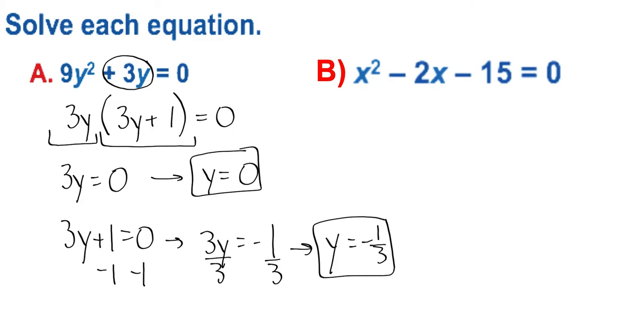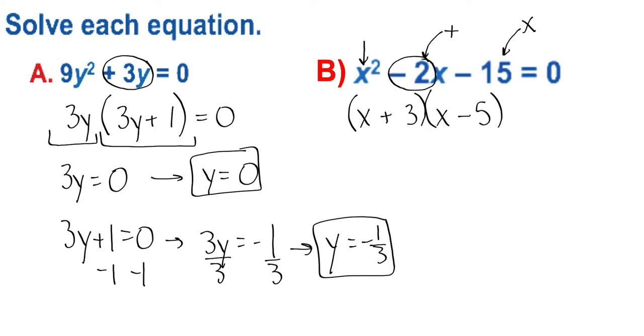Okay? B is a little bit different because we can't just take something out and be done. This is the one where you have to remember two numbers that multiply to this number and add to that number. So two numbers that multiply to 15 and add to 2 would be a 3 and a 5, and we have to put them in our parentheses correctly. So x's go in the front. That's how we get the x squared. And then we'll put the 3 here and the 5 here. So that would get us a 15. We want a negative 15, though, so we know one of these will be negative. If we add a 3 and a 5, we want the 5 to be the negative because negative 5 plus 3 would be the negative 2 we're looking for.